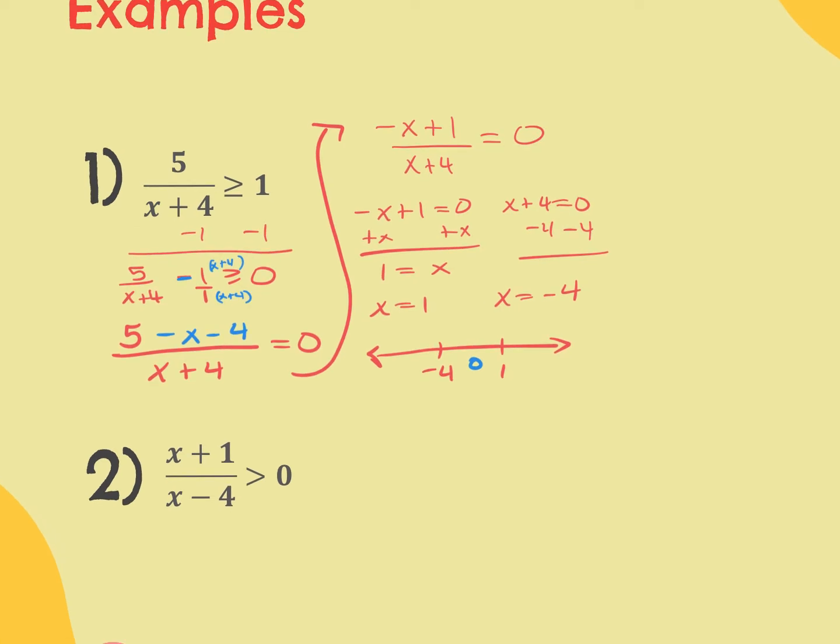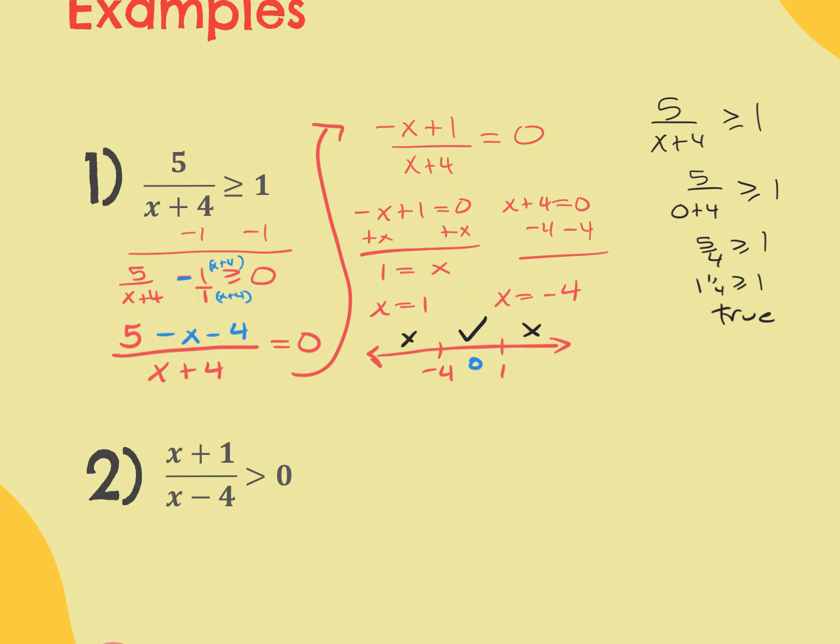So now this is where I need the inequality back. So my original problem was the 5 over x plus 4 greater than or equal to 1. So where I see the x, I'm going to plug in my 0. And then I get 5 over 4 greater than or equal to 1. Well, 5 over 4 is 1.25 or 1 1/4. So this is a true statement. So in the middle here, I'm going to put the check, and then x and x.